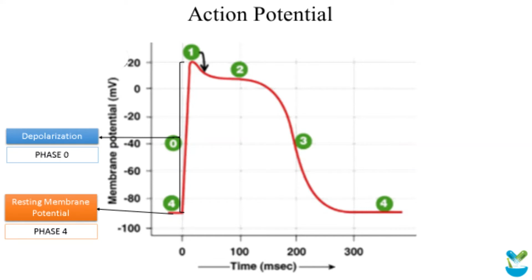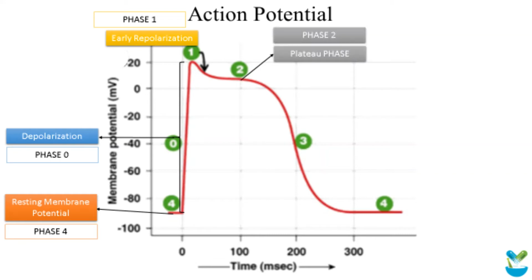At this time, sodium and calcium channels close and potassium channels open. Potassium ions start moving outside the cell, leaving the cell. This is potassium efflux. The cell potential decreases from plus 20 to 0. This is called early repolarization, and it is labeled as phase 1 in the graph.